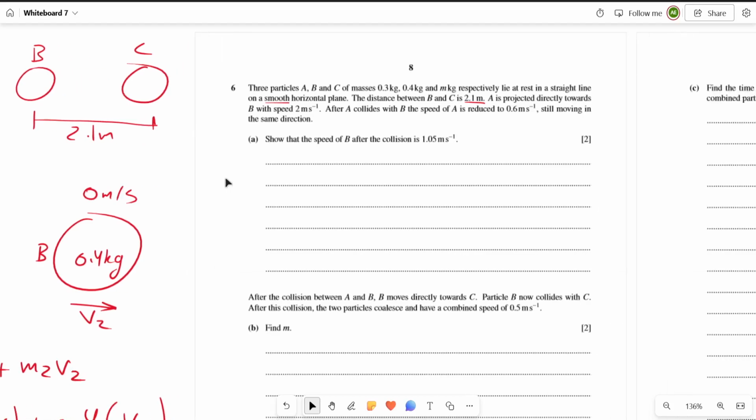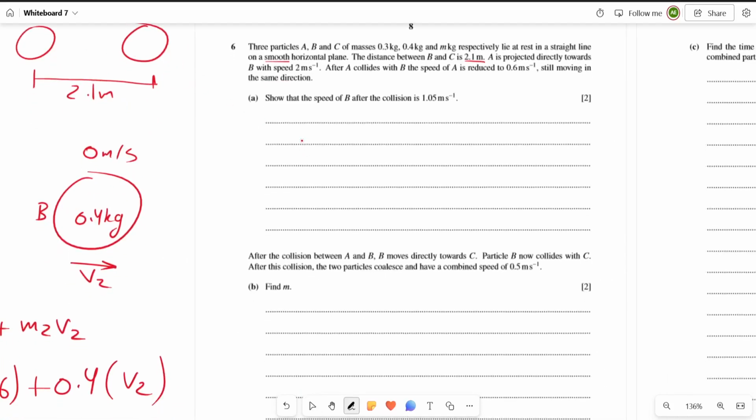Anyways, so this is part A. We showed that V equals 1.05 meters per second. Now it says after the collision between A and B, B is going to move directly towards C. We expect that. Particle B now collides with C. After this collision, the two particles coalesce and have a combined speed of 0.5.